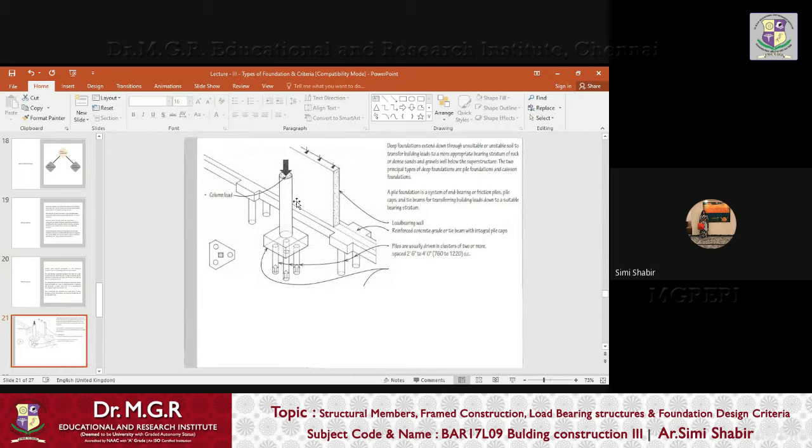So you can see the pile cap over here, you can see the column over here, and you can see four piles that are driven as a cluster. So this is a cluster of three, this is a cluster of four. You can see the column load eventually taken by the pile cap, and the pile cap distributes the load evenly into all the four piles.